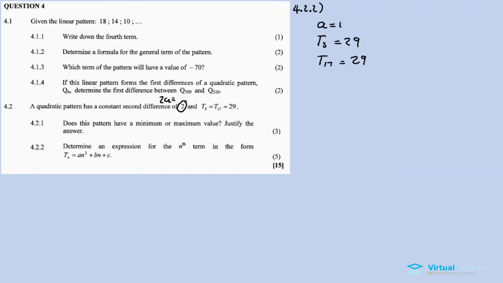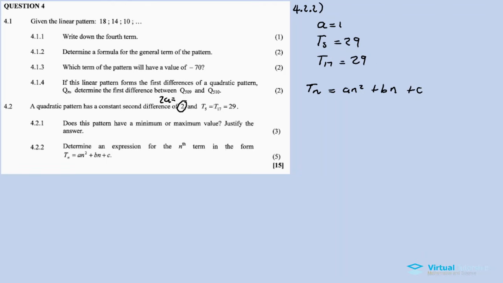And then again, t17 is also equal to 29, meaning t5 and t17 are both equal. So about the expression for the nth term in the form tn equals an squared plus bn plus c. Since I don't have the entire quadratic pattern, I'm only given bits of information to calculate the nth term.